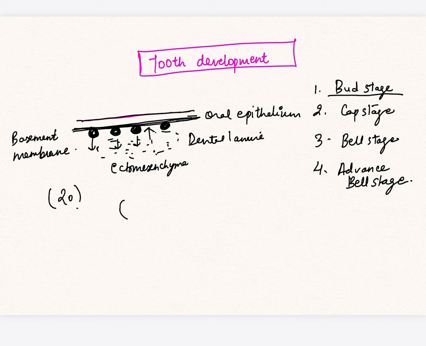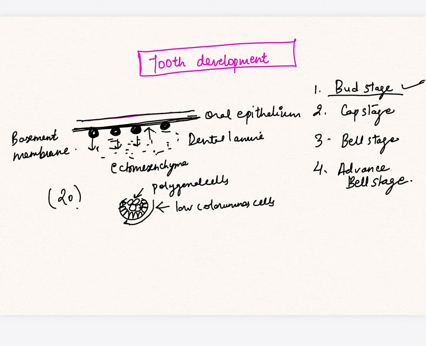Here there are two types of epithelial cells, low columnar and polygonal cells. Low columnar cells are present in the periphery and in the center polygonal cells are present. So in bud stage we have two types of cells, polygonal cells, that is the central cells, and the low columnar cells.